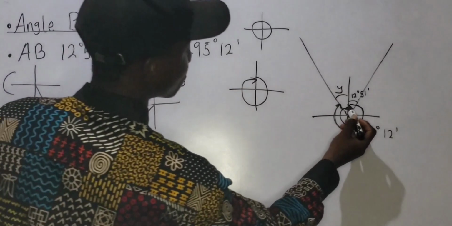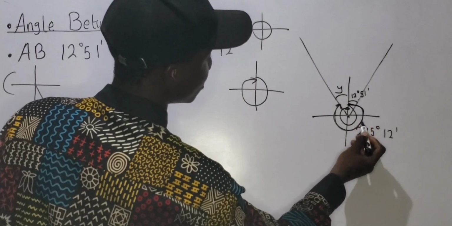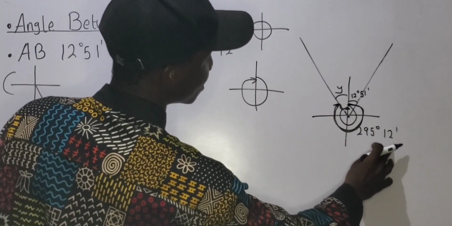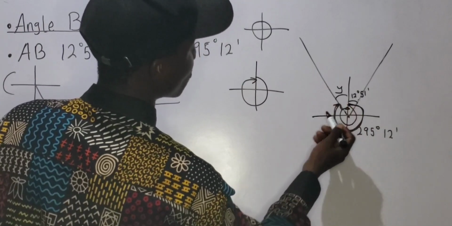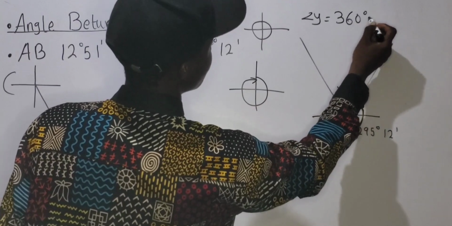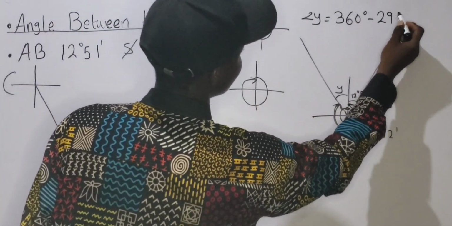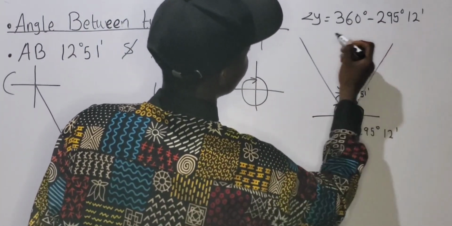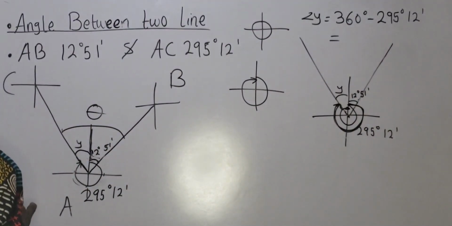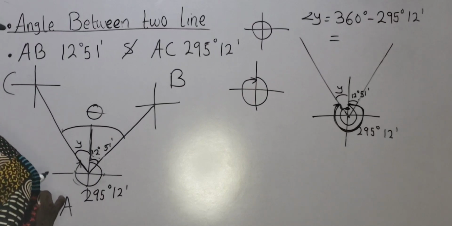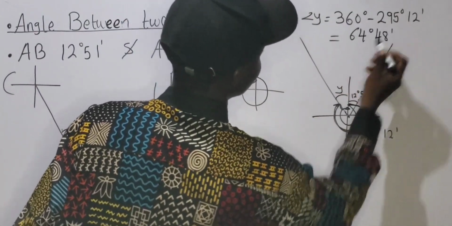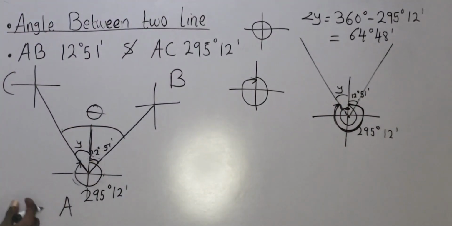But I know that from this point, from this northward, the angle that was given from this point to this point is 295 degrees, 12 minutes. So in order to get this small angle, which is angle y, I'm going to subtract. Angle y is equal to 360 degrees minus 295 degrees, 12 minutes. And if you punch your calculator, you are going to get angle y as 64 degrees, 48 minutes. So the value of angle y is 64 degrees, 48 minutes.